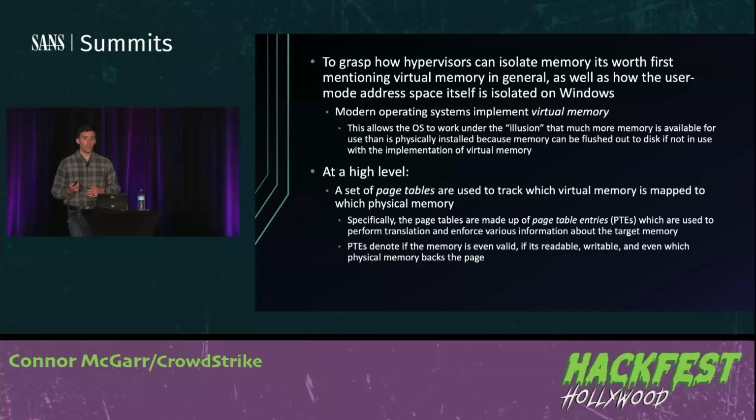So modern OSs implement virtual memory, which effectively is an OS-created abstraction that allows the operating system to work under the illusion that much more memory is available to it than is actually physically installed, right? If we have 16 gigabytes of physically installed memory, we'd like the OS to not be limited to that. And the way that works is memory contents can be flushed out to disk when not in use, freeing up physical memory. But the way that that actually works, all that memory is tracked virtual to physical, is through something known as the page tables.